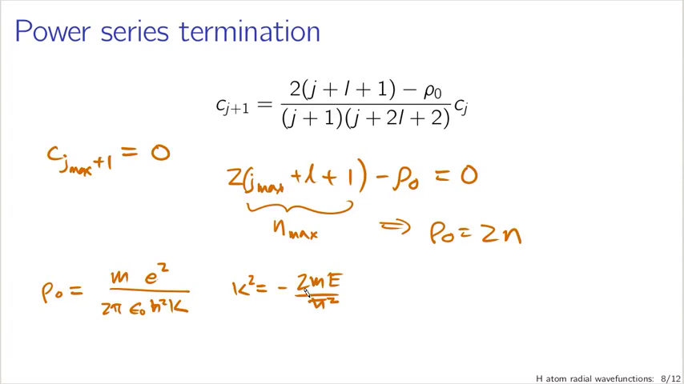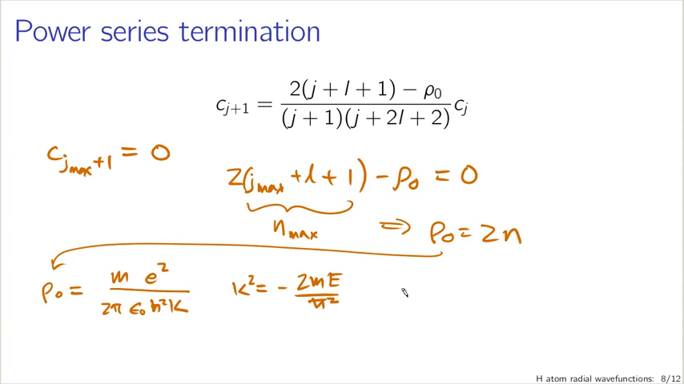If you combine all of these constants together, I now know rho naught is going to be 2n. So 2n is equal to this, and I can substitute in the definition of k to get my energy into this equation. I have an equation with nothing but physical constants, the energy, and an integer in it. And of course n has to be an integer since we're terminating our power series at an integer power.